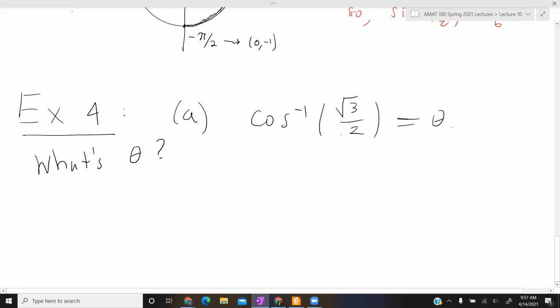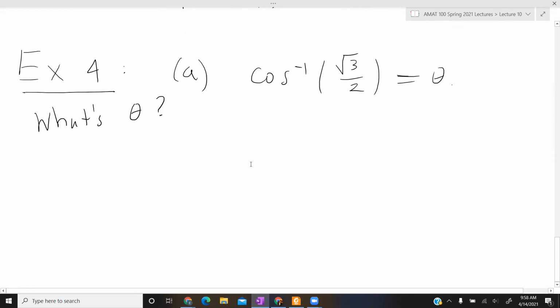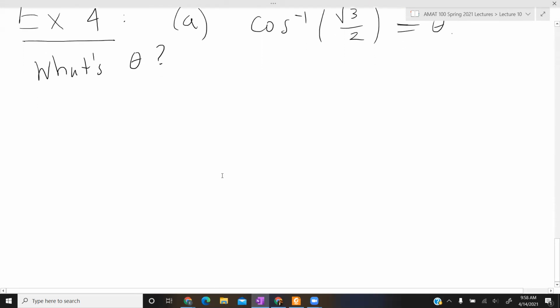because √3/2 is between -1 and 1. So this makes sense. It's a sensible question to ask. So let's draw our unit circle. That's going to help us.